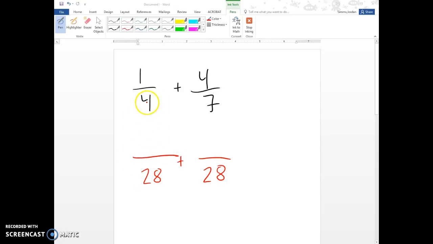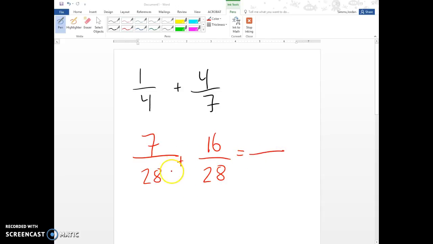Now how I do that, I think to myself, okay, 4 times 7 is 28, so 1 times 7 would be 7. So I just multiply both the top and bottom numbers by that same kind of conversion factor. 7 times 4 is 28, so 4 times 4 is 16. And now I have two fractions with a common denominator.